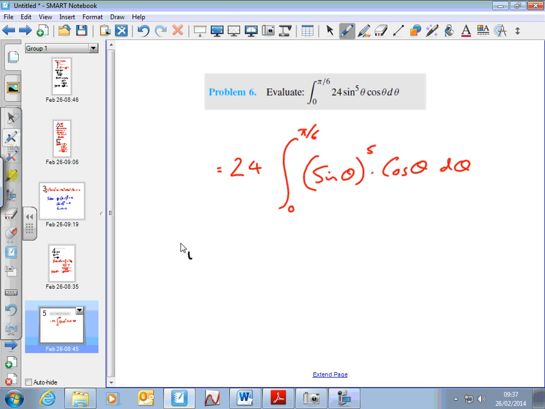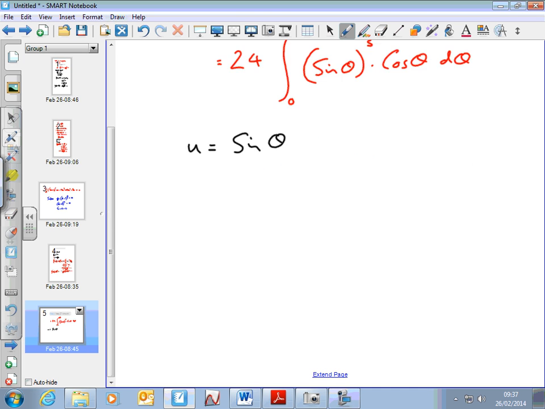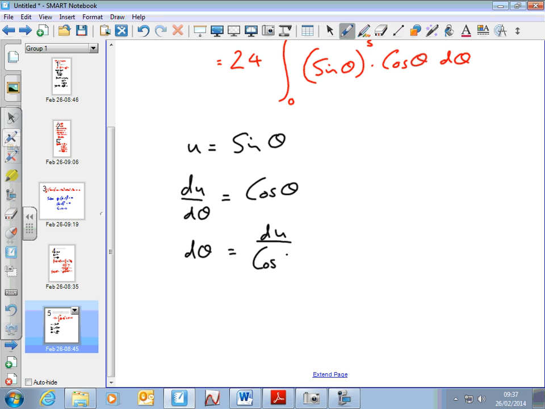So let's let u equal sine theta. So I'm going to differentiate that. du by d theta is cos theta. So rearranging for d theta, that's going to equal du over cos theta. See the same sorts of steps every time. So now I'm going to make the substitutions. I'm going to replace sine theta with u, and I'm going to replace d theta with that.